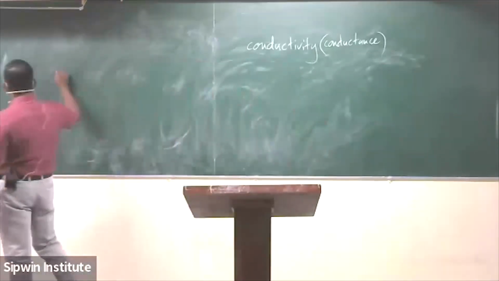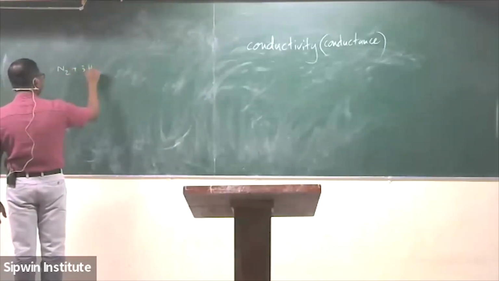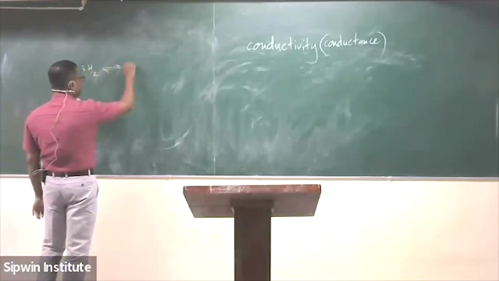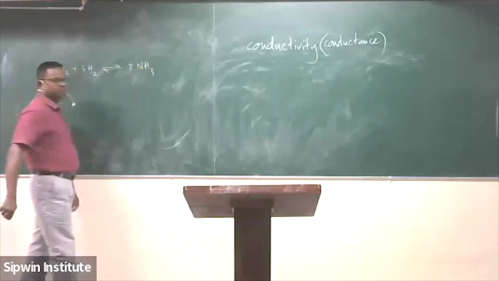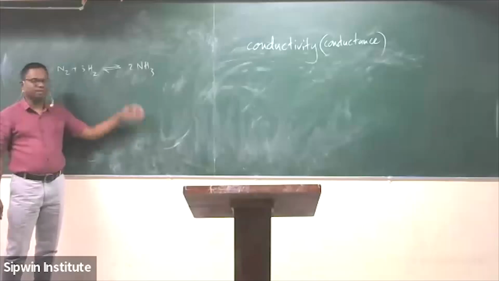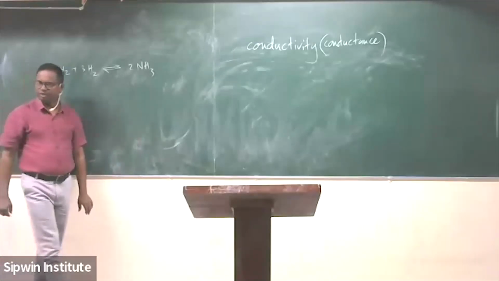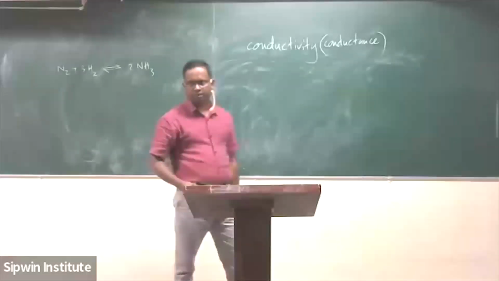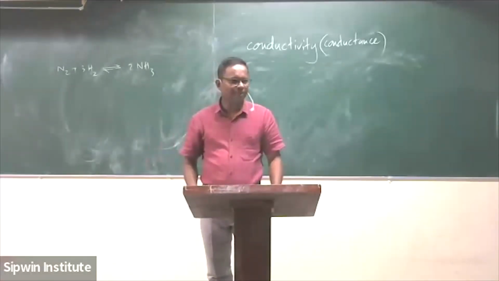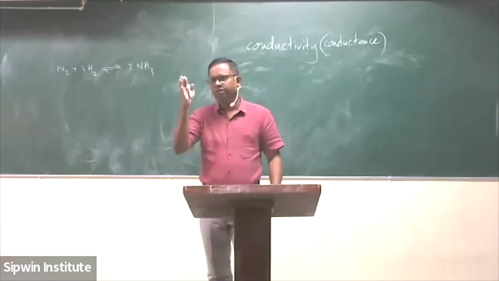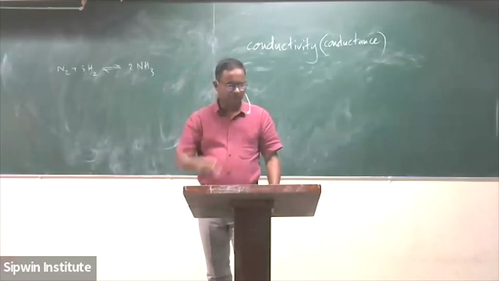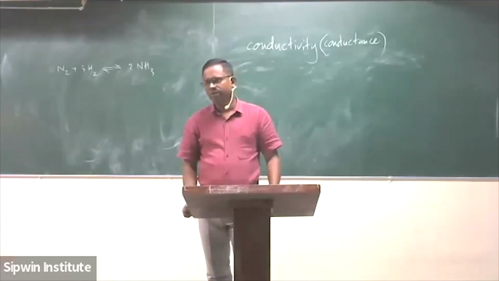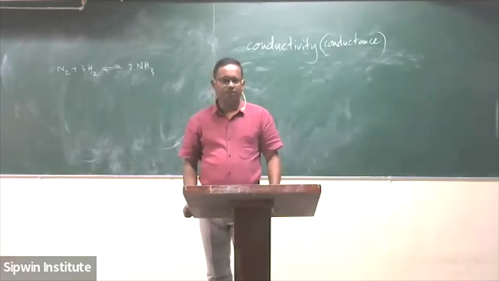Say, for example, the earlier one, nitrogen and ammonia. Here you can't apply electrical conductivity, because in this kind of reaction no ions are involved. If ions are involved in a reaction, for example the sodium hydroxide and HCl reaction, there are sodium ions, OH minus ions, H plus ions, Cl minus ions, and sodium chloride formation, so ions are involved.